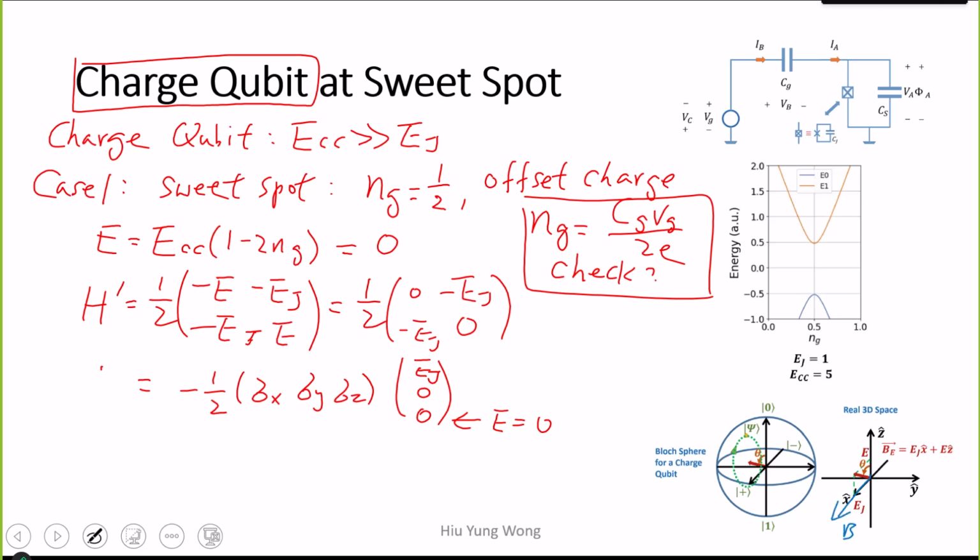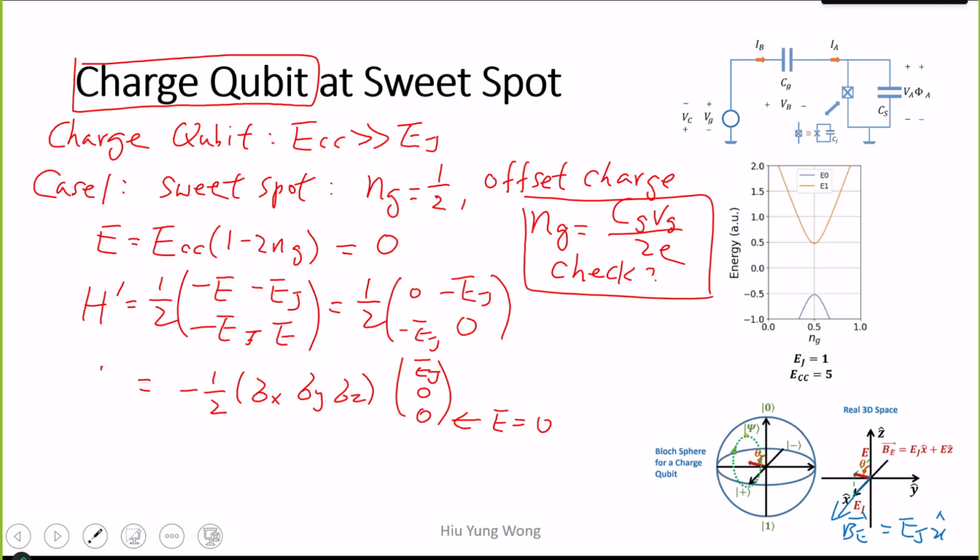This is B equal to EJ X hat. Okay, that is the magnetic field in that direction. Based on just this, the magnetic field is pointing in this direction. What will be the eigenstate? Just think about the spin. What will be the eigenstate of this system if the magnetic field is pointing in this direction?